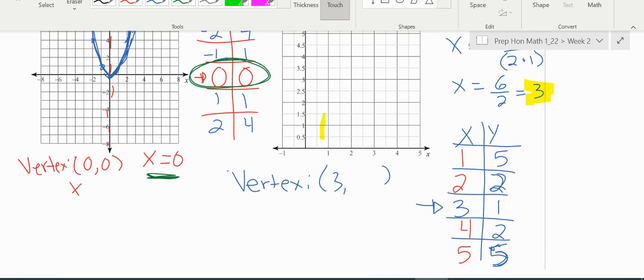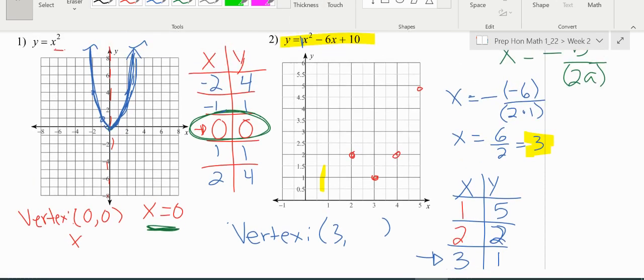So 3, 1 is what I would plot first. And then I would have 4, 2, and then 2, 2, and then 5, 5. And then I would go ahead and plot it. So you can see a couple things with this. You can see it's symmetrical on both sides. We would say that this actually is considered opening up because the arrows face upwards towards infinity. And then that would be it.